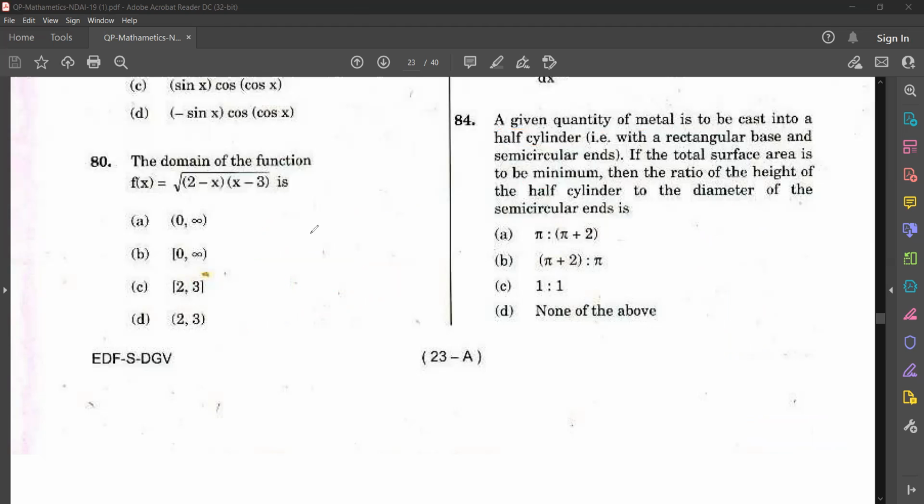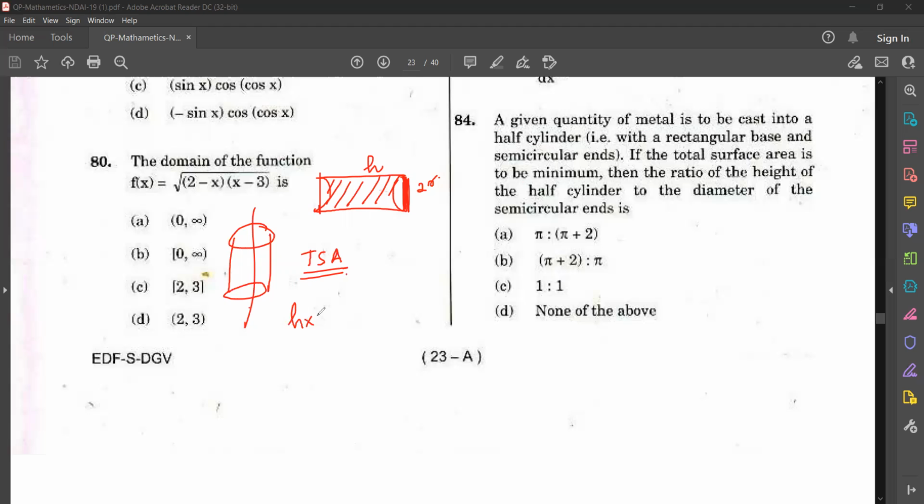Okay, so let's see how to do this. There is a rectangular base and there are semicircular ends, and this is a half cylinder. When we cut the cylinder into half, that is the figure they are telling. So what is the total surface area? There will be a rectangular base, isn't it? If this is height and this is 2r, the diameter, then the base area will be length into breadth, h into 2r.